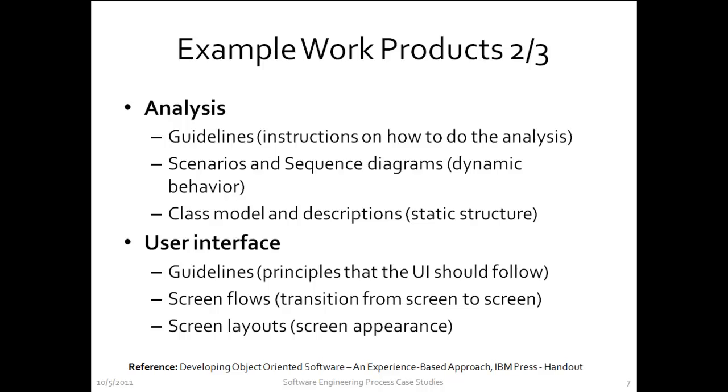And the last set of work products would be the class model and descriptions that would be aimed at capturing the static structure, once again at these three levels. The second set of work products are user interface work products. So once again, here you have guidelines, which are basically principles that the UI should follow in that software system. The second work product is screen flows, basically the transition from screen to screen. And then finally, screen layouts, which is the appearance of each screen.